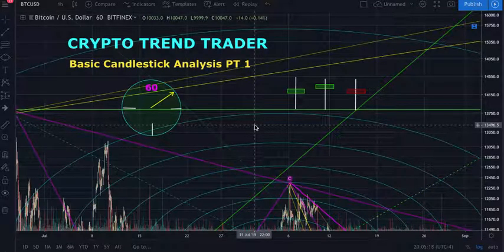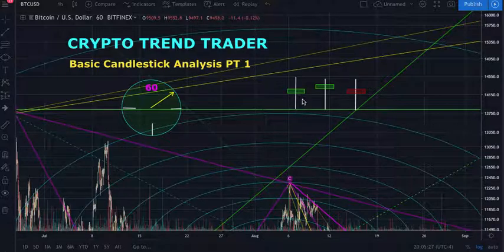I'm Crypto Trend Trader, and today we're going to be taking a look at Basic Candlestick Analysis Part 1. This is for newer people that aren't familiar with looking at charts. We're just going to take 1 minute here and essentially break down what these candlesticks mean and how they work.